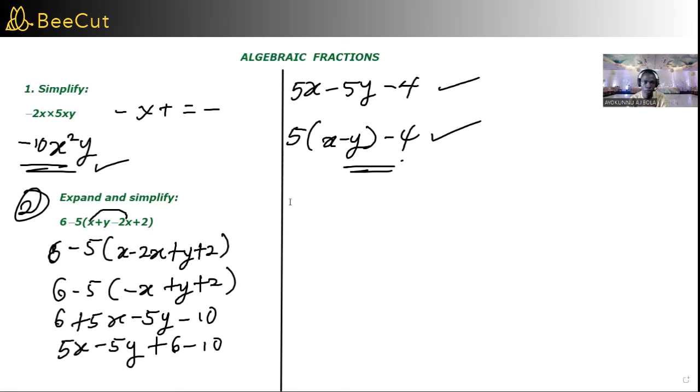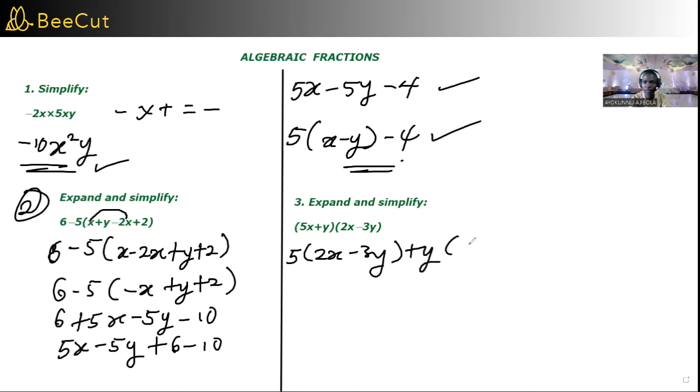So the third one, which is number 3, before I give you what you're going to do, then you let me know via WhatsApp when you are through. I have this, which is 5x plus y into 2x minus 3y. 5x plus y into 2x minus 3y. So to solve this, we are just simply going to expand the bracket by using 5x first, multiply the second bracket 2x minus 3y, then plus y in the first bracket, multiply the second bracket 2x minus 3y.